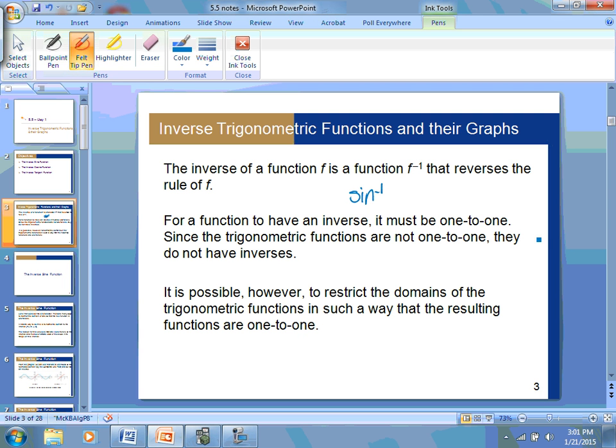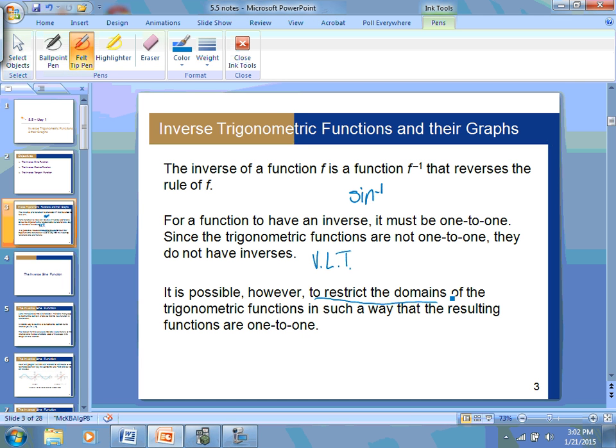Now remember that for a function to have an inverse, it has to be 1 to 1. Most of our trigonometric functions are types of curves, so they don't necessarily follow the 1-to-1 rule because they don't pass the vertical line test. They have to pass the vertical line test, VLT. And they won't do that unless we restrict their domain.